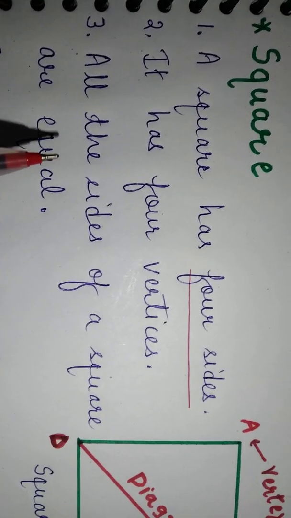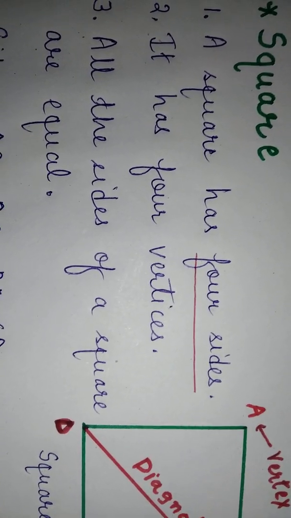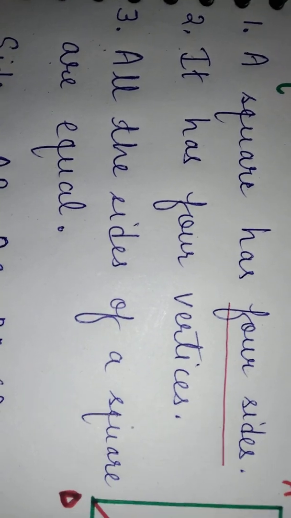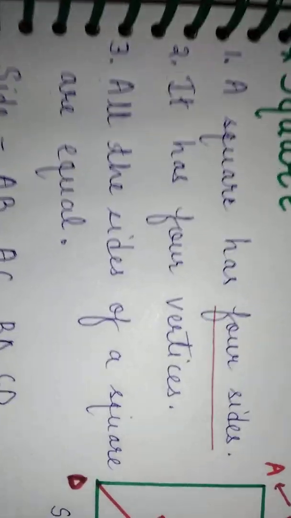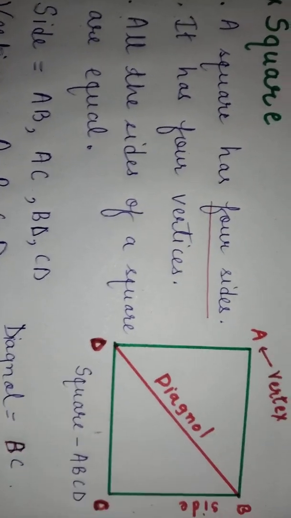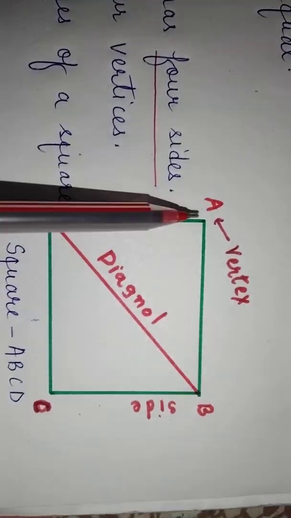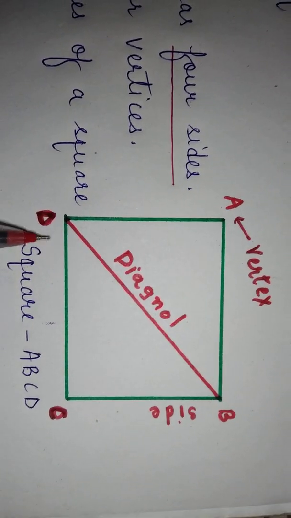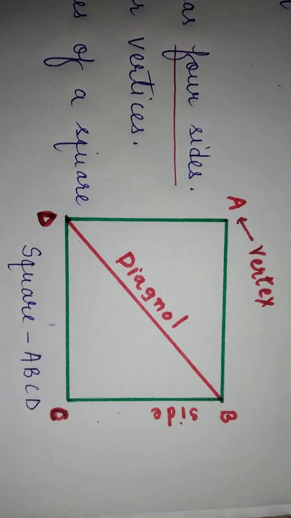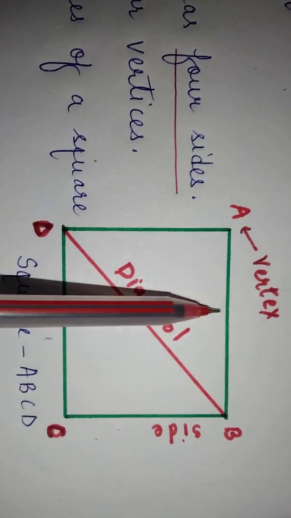Then the most important thing you need to know is all the sides of a square are equal. So children, you should know this, that the sides of a square are always equal. All the four sides are equal in length. So here in this figure, the sides are side AB, side AD, side BC and side CD, or you can name it as side DC also. So this is a square ABCD. These are the four sides of the square.